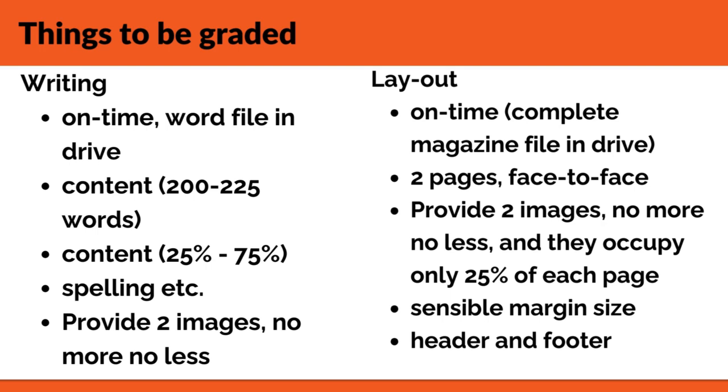Let's talk about the things to be graded then. For the writing, first is your being on time. Second, the content, 200 and 225 words. And then the 25% and 75% content. Next is your spelling and whatnot, and the last is about providing 2 images, no more no less.